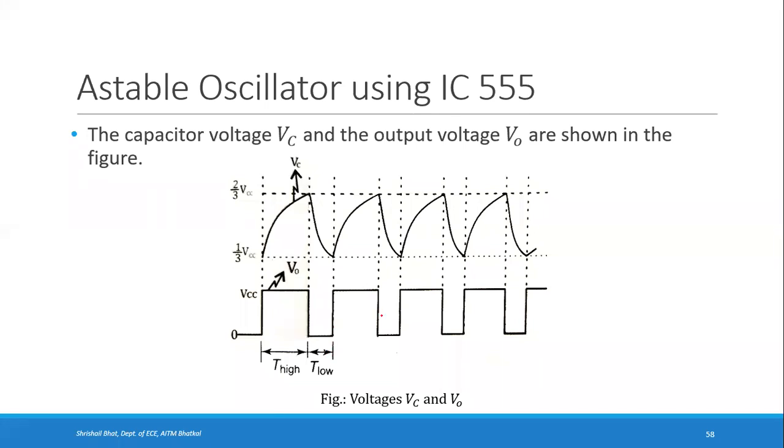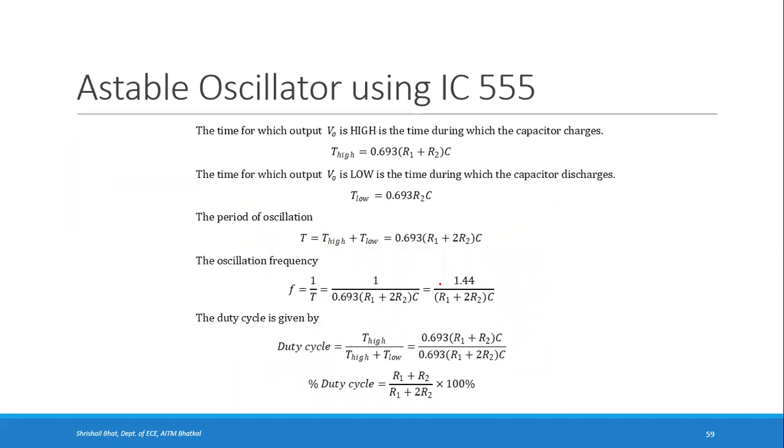This is called the output of an astable oscillator. Okay, so you are getting some pulses. So this is the output of an astable oscillator. So there is no stable state here. That's why it's called an astable oscillator. There is no stable state. It keeps oscillating between VCC and 0, right? So that's why it's called an astable oscillator.